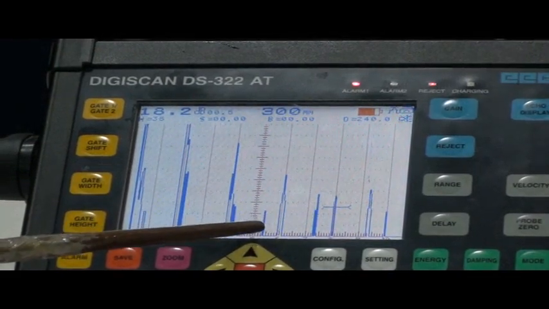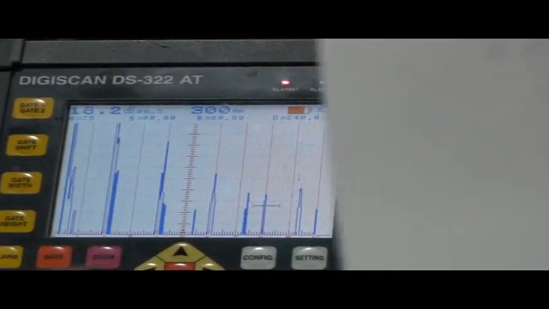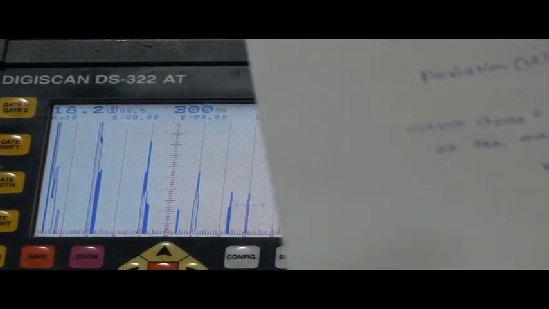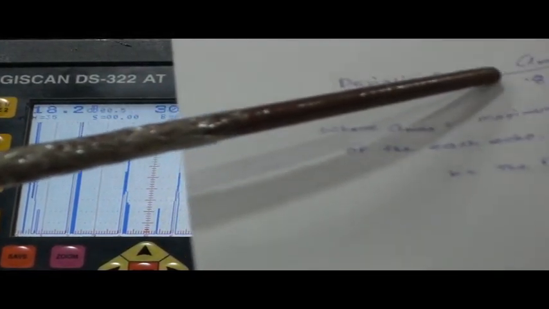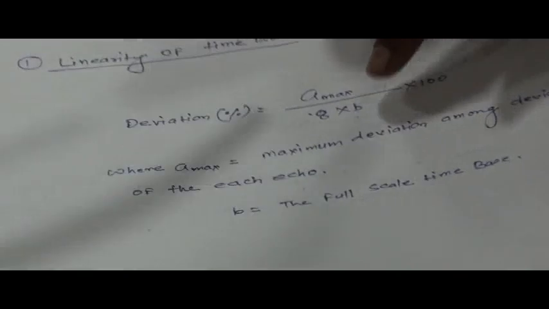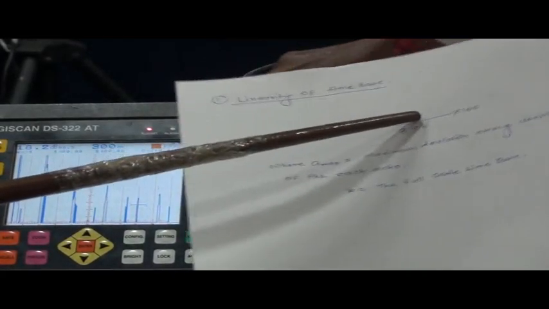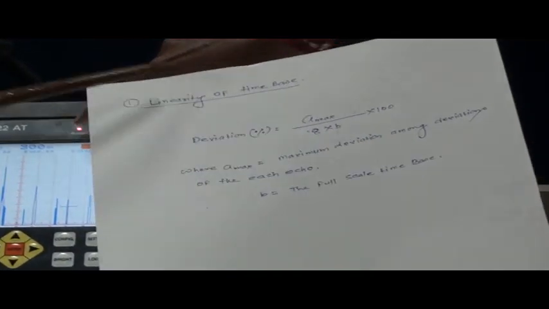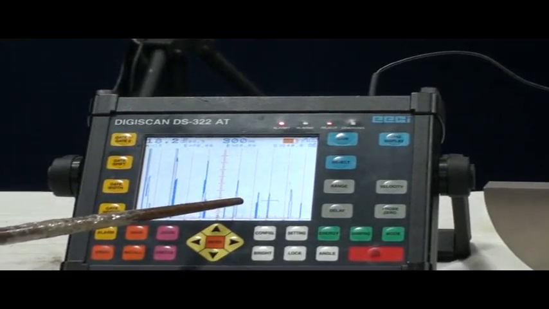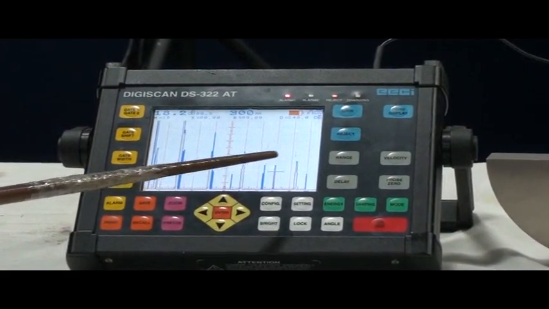So we have to feed this A max value and B. Here A max is 0 because there is no deviation, and B is the time base scale range that we have taken, 300. So here deviation is 0 because all echoes are coming at their proper location. There is no deviation. So here the linearity of time base value, deviation, is 0.